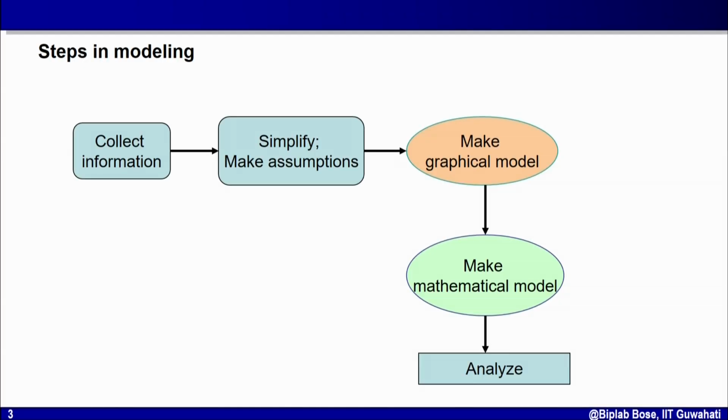So let us look into the steps in mathematical modeling, particularly dynamical modeling in biological systems. The first and foremost requirement is that you have to collect information, information about the process that you want to model. Suppose you want to model the dynamics of signaling by insulin in our cells. So you have to collect all the information required for modeling this. You have to collect information about the molecules involved in that signal transduction pathway. You have to know the processes involved.